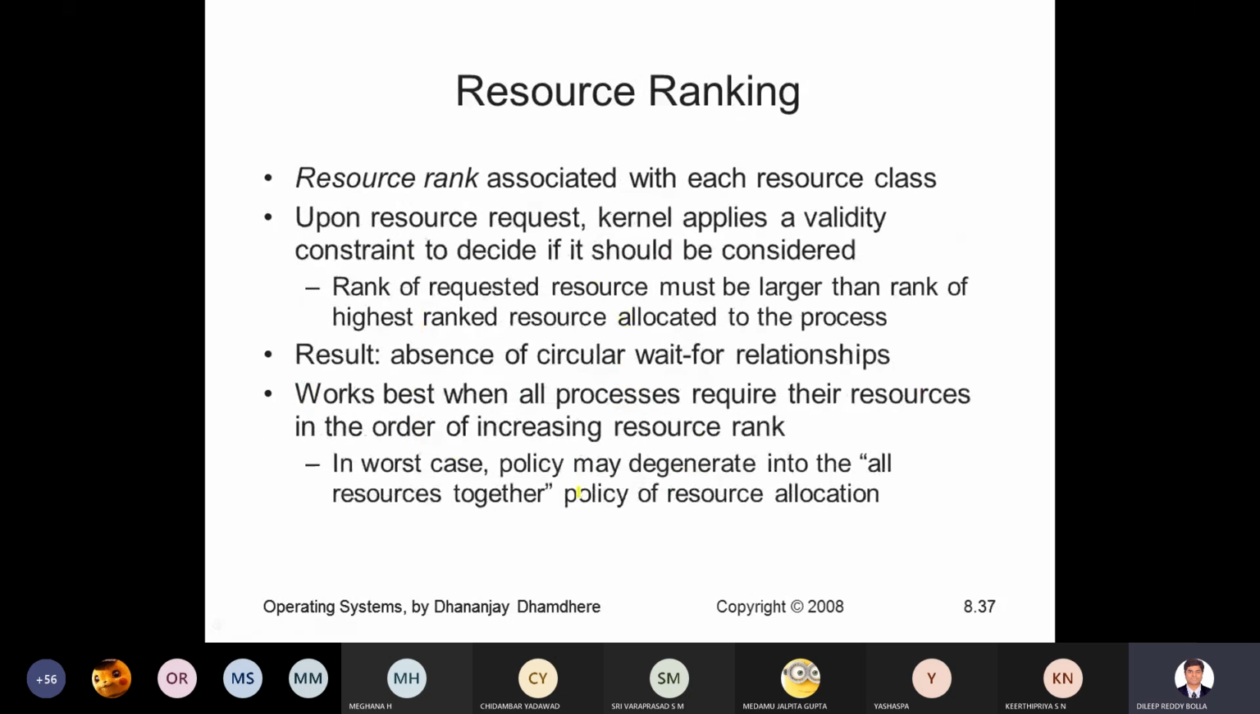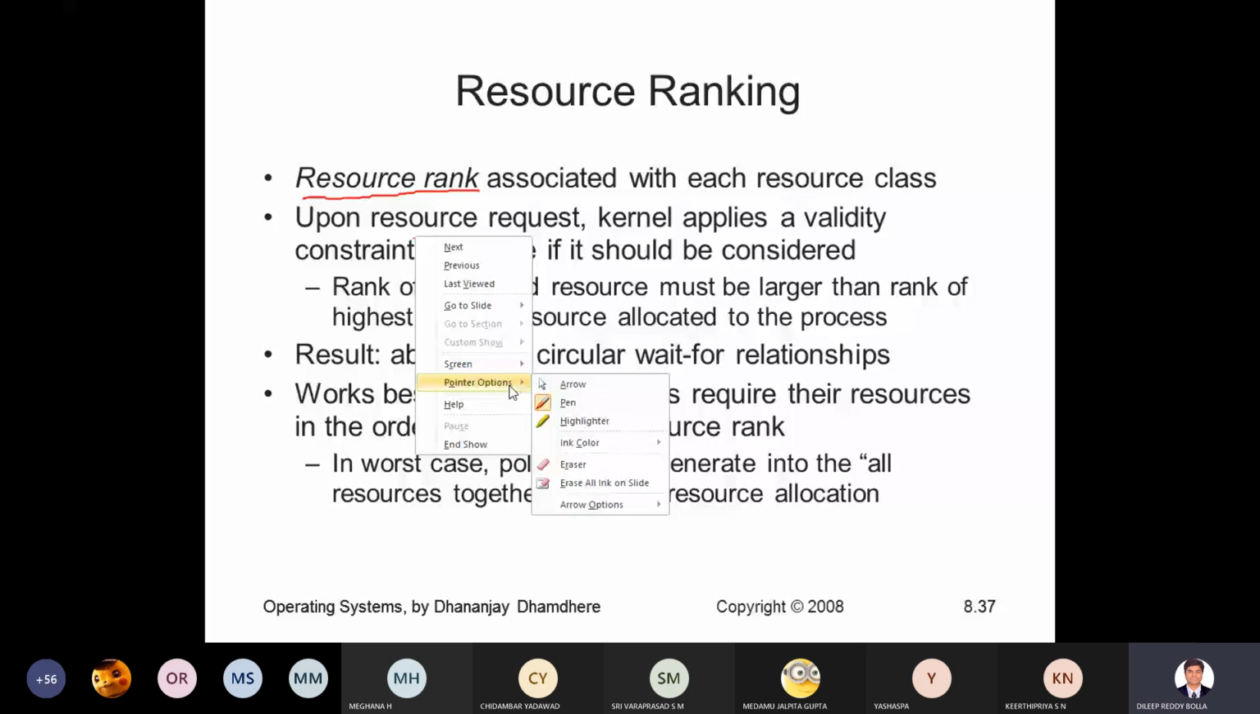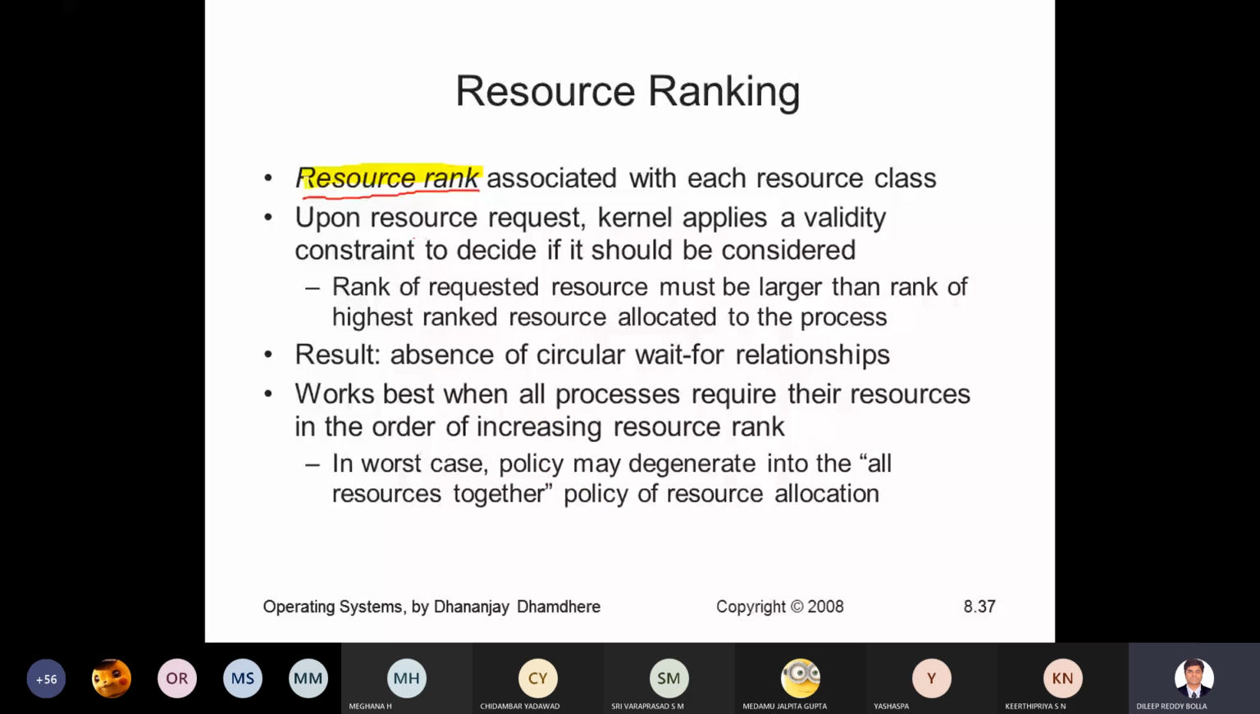So this is the approach we are trying to follow for all the resources. One thing we can do is give a resource rank, which means whichever resource you want, we give a ranking to the resources, and based on those rankings we can allocate the resources to the corresponding process. Let us look at this resource rank. A rank is associated with each resource.